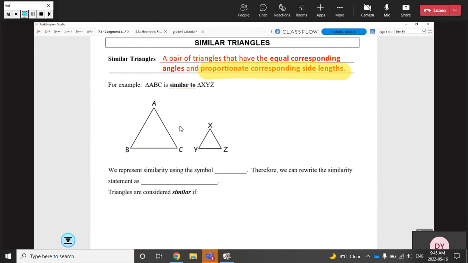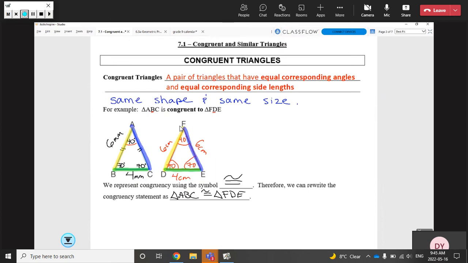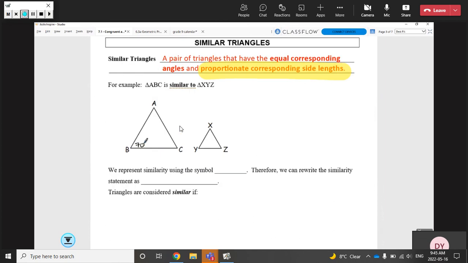Okay, now what do we mean by proportionate side lengths? We have triangle ABC is similar to triangle XYZ. And notice again, ABC, XYZ. They're in that same nice order, and they usually should be. Let's use the exact same angles we did over here. Let's go 70, 70, 40.